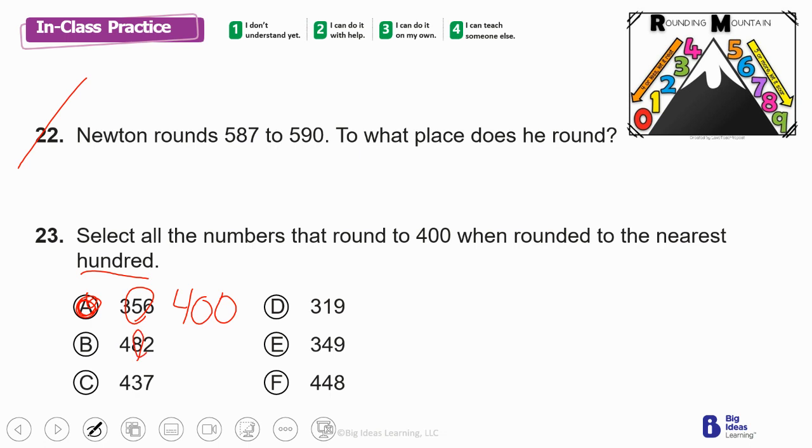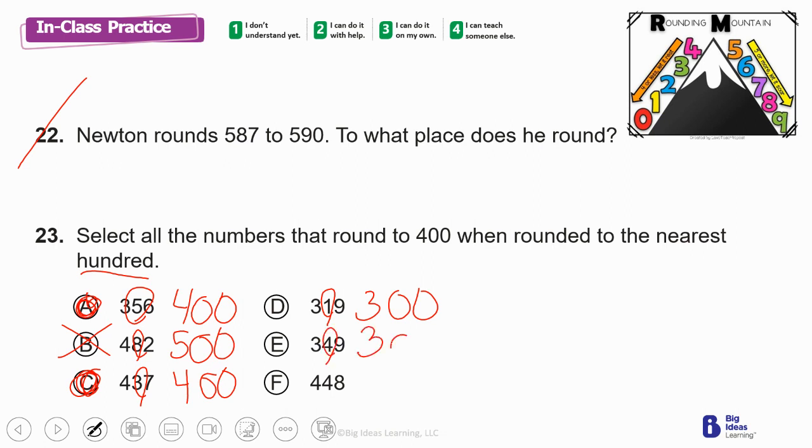Here, the 8 would tell the 4 to become a 5, and this would be 500. That would not be a good choice. The 3 would tell the 4 to stay, and the rest of the numbers would become 0. So, yes, this would be a good one because that would be 400. Move on to D. 1 would tell the 3 to rest, so this would be 300. E, the 4 would tell the 3 to rest, and the rest would be 0, so that would be 300.